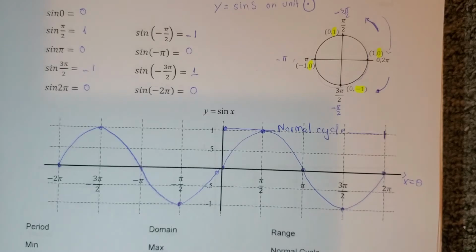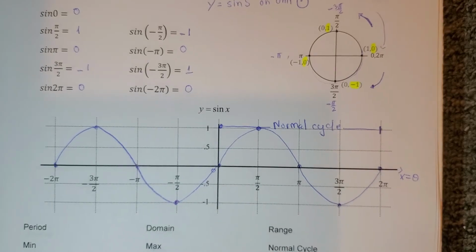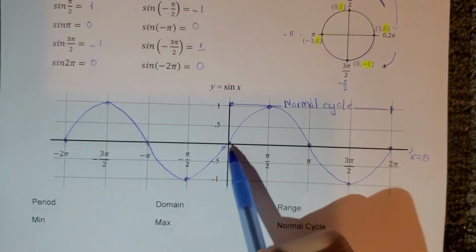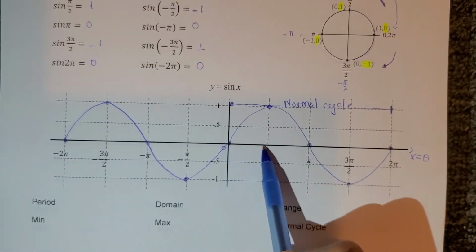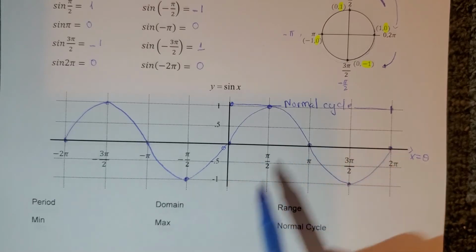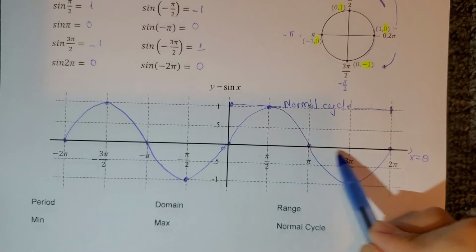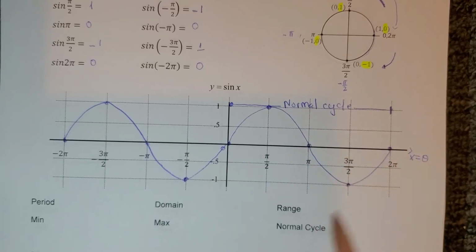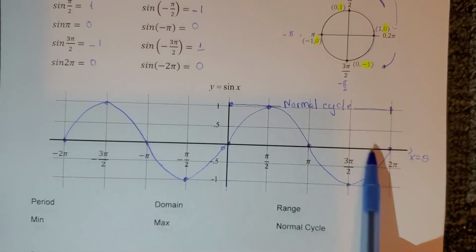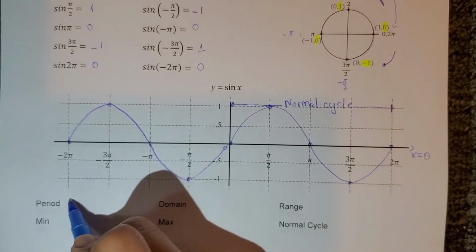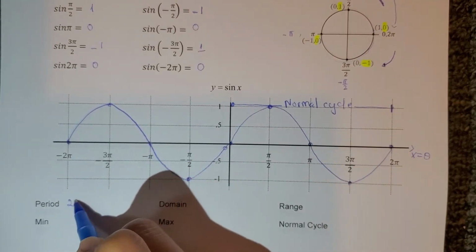Let's continue on to period. What's the period? The period is the distance between where they started and where they ended. Since we just talked about the normal cycle here, sine starts at 0 and ends at 2 pi, so the distance they travel is 0 to 2 pi. So the period is just 2 pi. Again, the period is the distance that they travel.